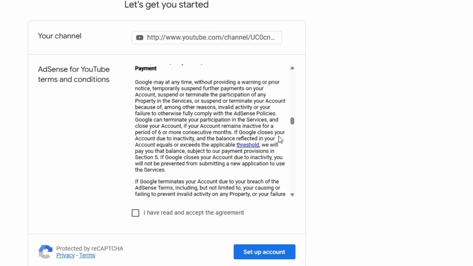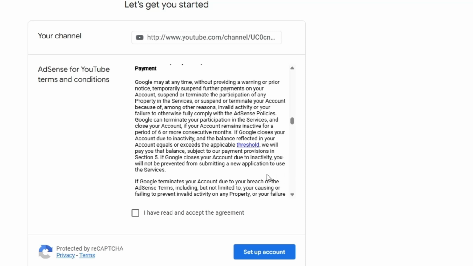Google can terminate your participation in the services and close your account if your account remains inactive for a period of 6 or more consecutive months. If Google closes your account due to inactivity and the balance reflected in your account equals or exceeds the applicable threshold, we will pay you that balance, subject to our payment provisions in Section 5. If Google closes your account due to inactivity, you will not be prevented from submitting a new application to use the services.